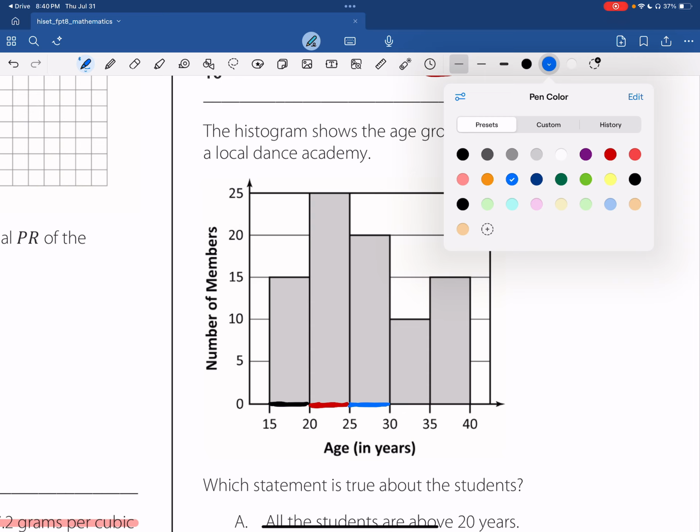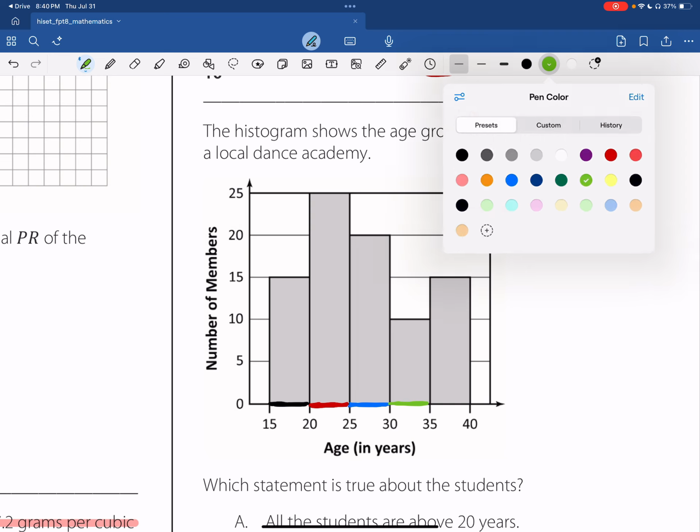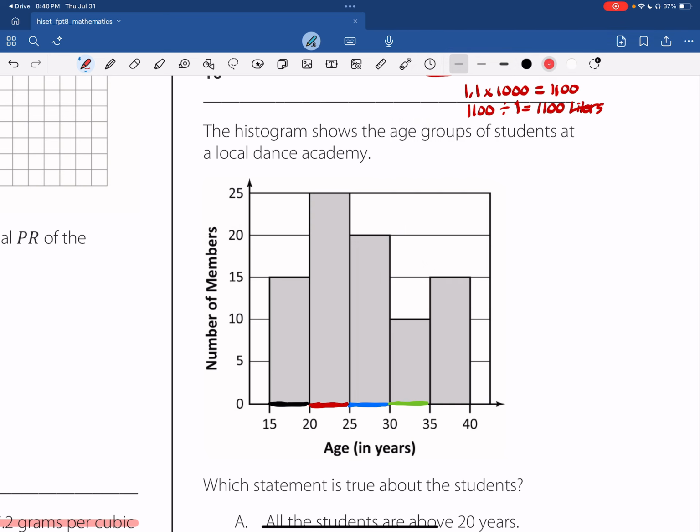If you look at the 30 to 35 range, there are only 10 in that group. And then we go back up again when we look at the 35 to 40-year-olds, there are 15 in that category. So I can tell you that the 15 to 20-year-old group and the 35 to 40-year-old group are equal. There are the same numbers in that younger group as there are in the older group.